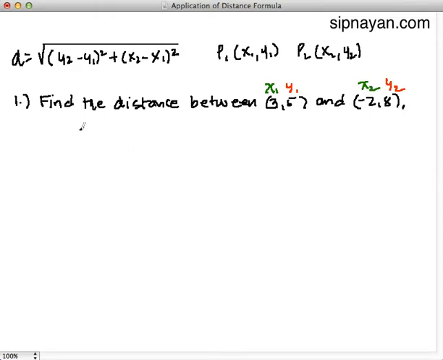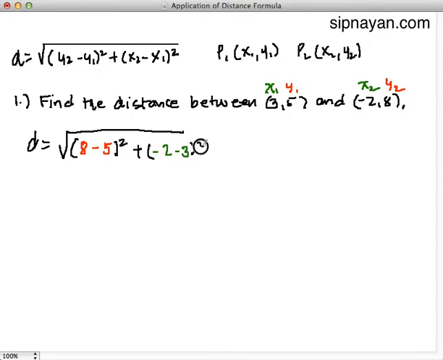Okay, so let's start with our solution. So, d equals the square root of, ano ba yung y sub 2 natin? This is 8 minus 5, no? Y sub 2 minus y sub 1, squared, plus x sub 2, which is negative 2, minus 3, squared, no? So, hanggang dito yung ating radical sign.